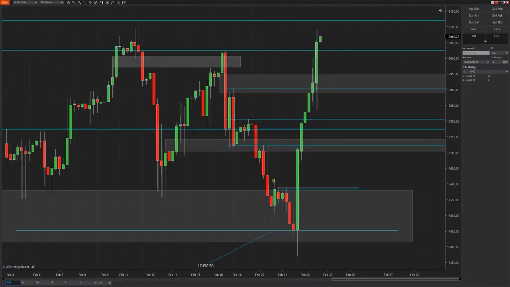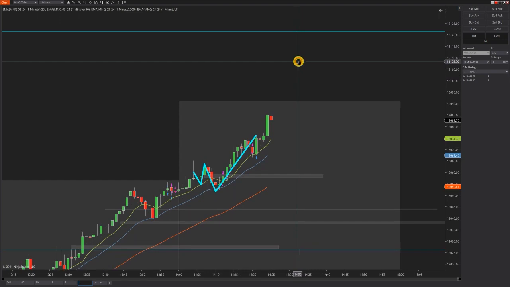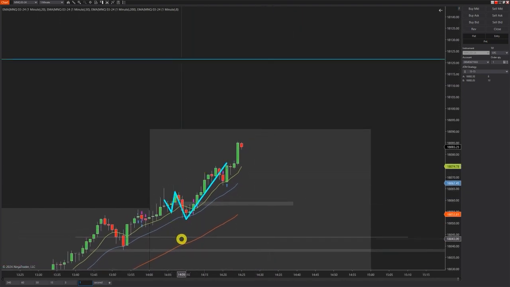Let's keep watching. Well, as you can see, we're almost into the 25-minute mark in the hour of the silver bullet moment. And it really doesn't want to give us an entrance to the long side either, really.